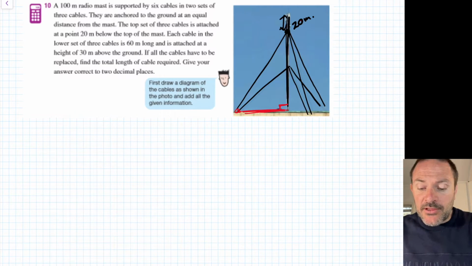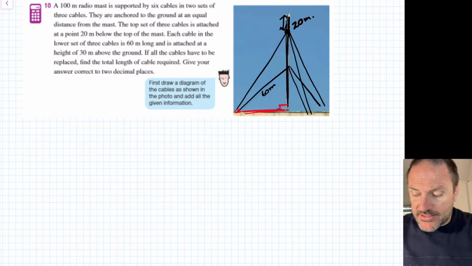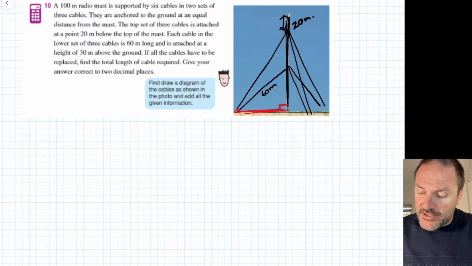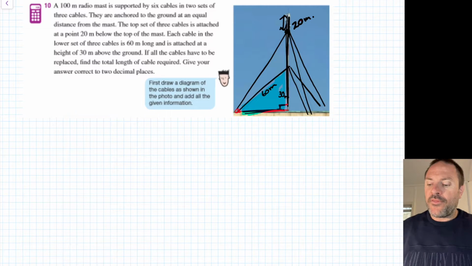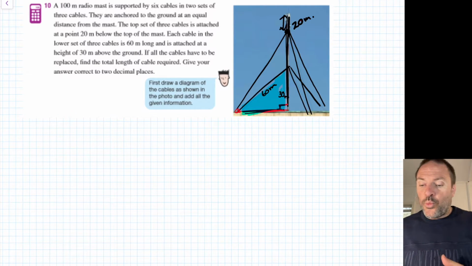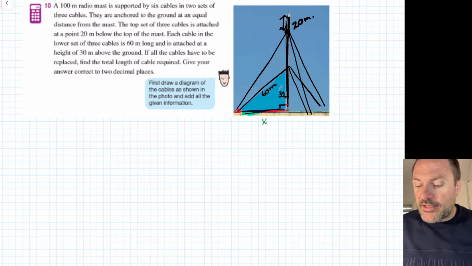Each cable in the lower set of the 3 cables is 60 meters long. So there we go, that's 60 meters long there, and is attached at a height of 30 meters. Well, straight away I can start to see, and I might just try and shade it here, this nice little right angle triangle. We've got the 60, we've got the 30, we simply don't have this length on the bottom there.